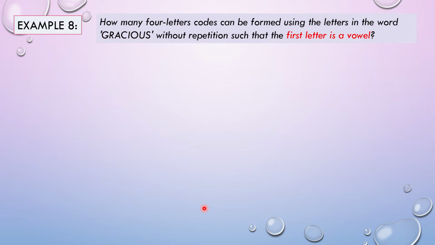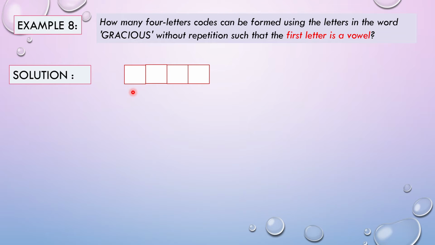Okay, example 8. How many 4 letters codes can be formed using the letters in the word gracious without repetition such that the first letter is a vowel? Okay, now let's look at the solution. Now here we have a condition to follow.